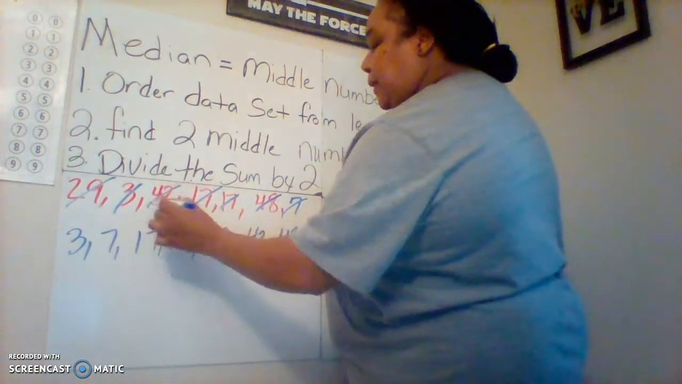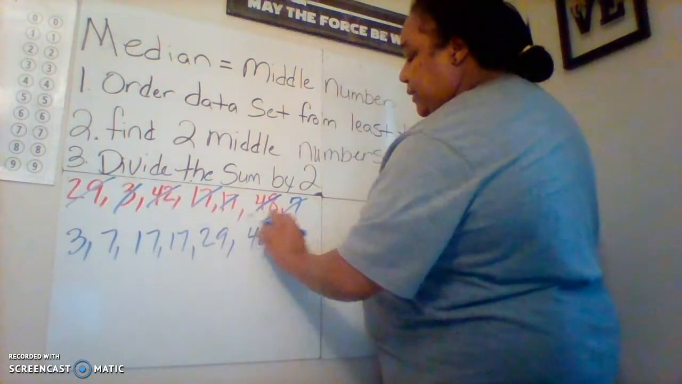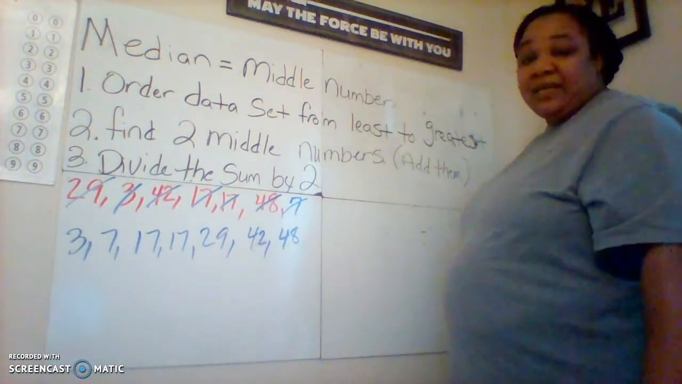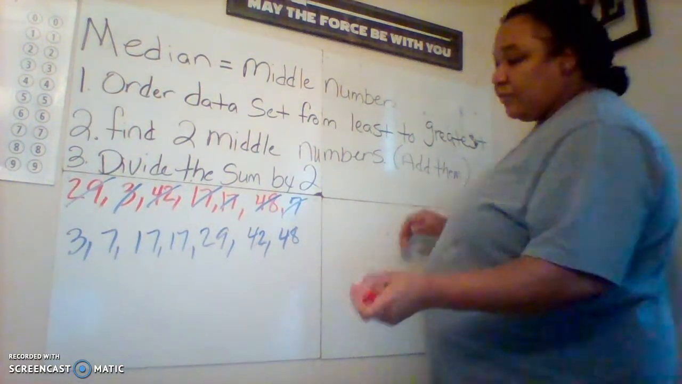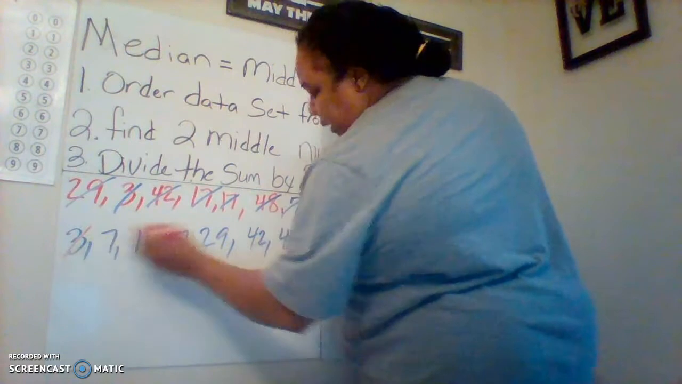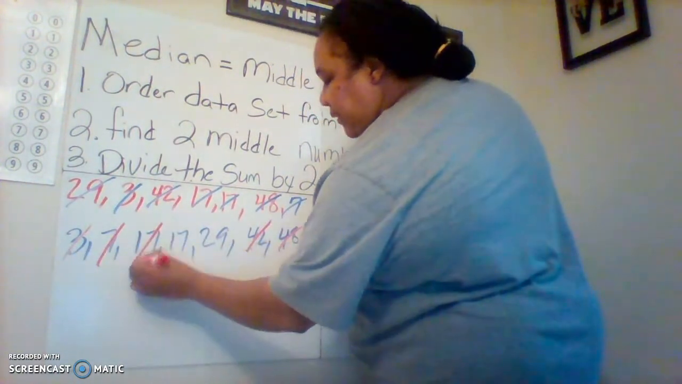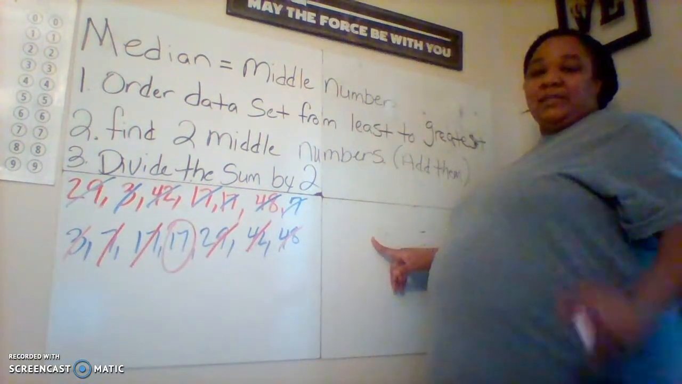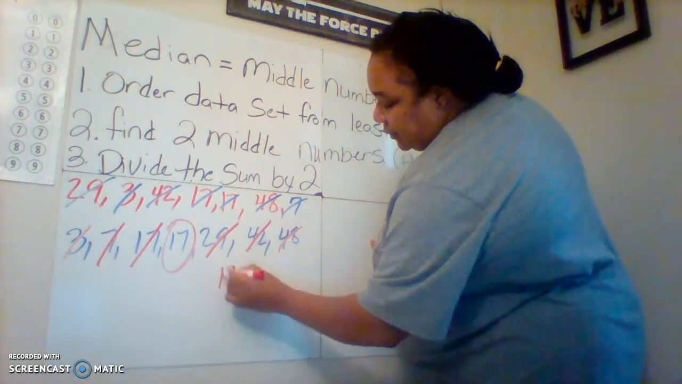Okay. Now, 1, 2, 3, 4, 5, 6, 7. Okay, 7 numbers in my data set. Now I'm going to cancel them out. Right? Ready? 3, 4, 7, 42, 17, 29. So my middle number is what? 17. So my median is 17.